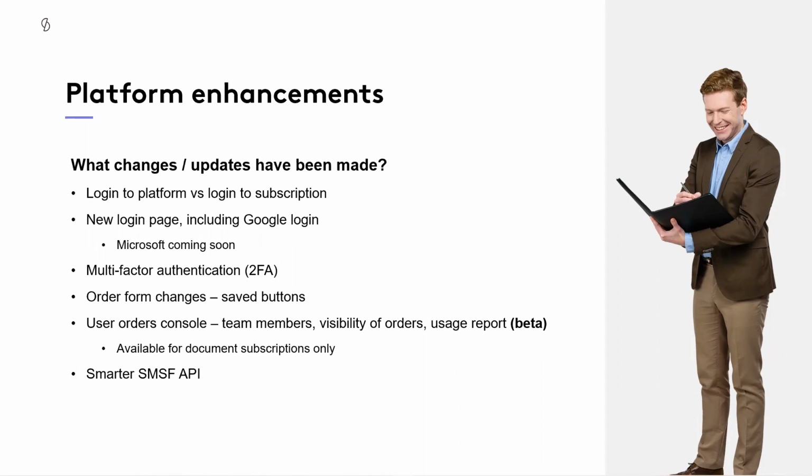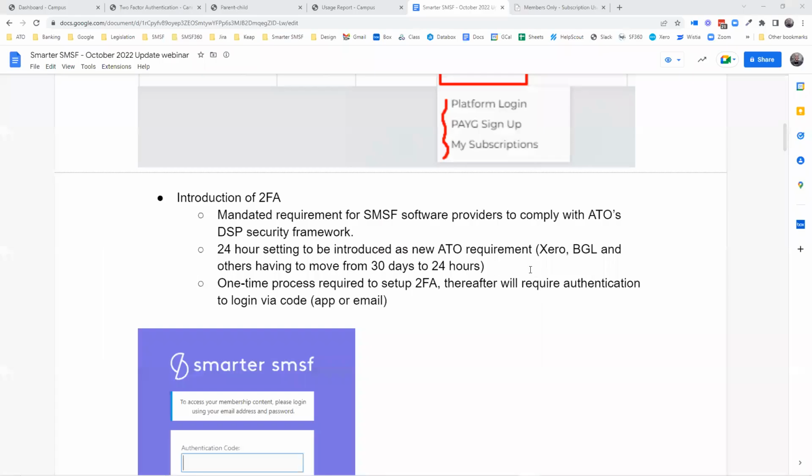And one of the changes that is coming up, and you'll be seeing this, whether you're using Xero or BGL and other things, is that where there is a current 30-day requirement, that 30-day requirement is actually going to reduce down to 24 hours. So if you're a Class user, you'll already know that that's the case.